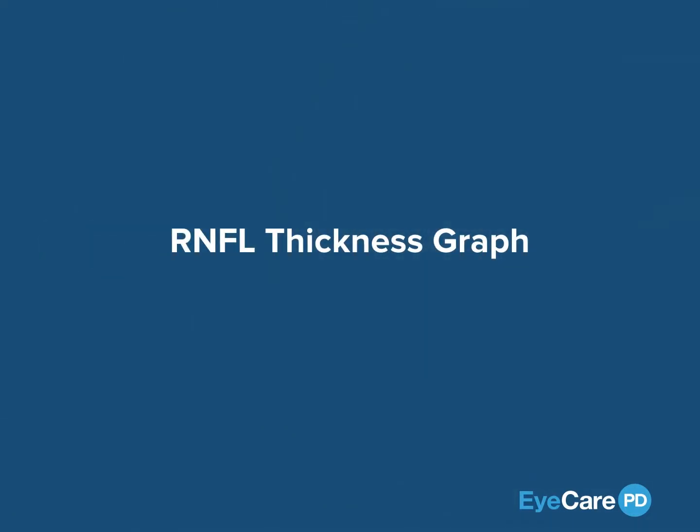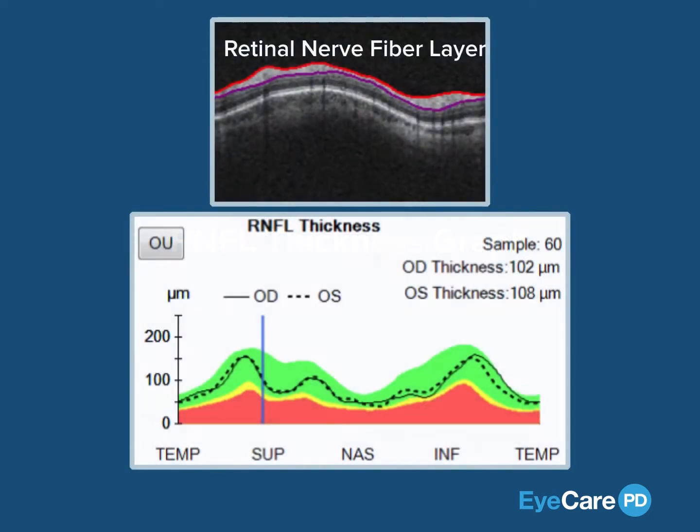The RNFL thickness graph is a useful, quick overview of the nerve fiber layer appearance. It uses the circular tomogram cutout that surrounds the optic nerve. The RNFL thickness from this single tomogram, as seen on the top, is then presented in a standard T-SNIT graphical display shown below.